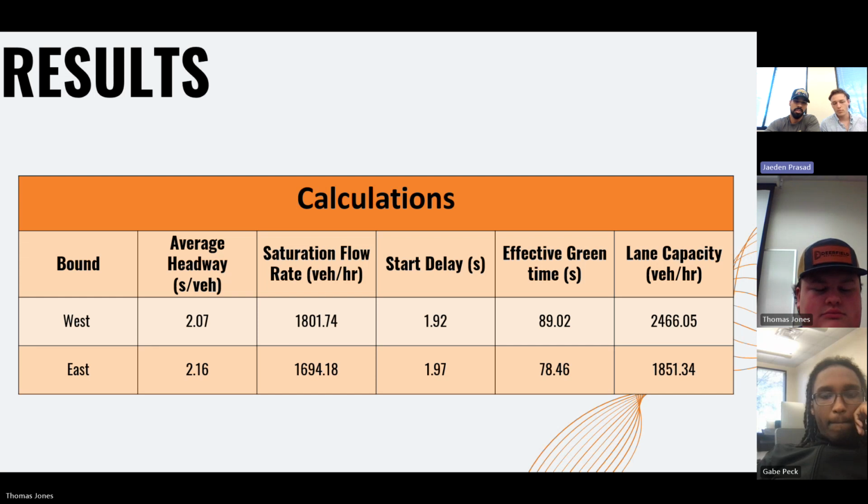And for the eastbound, the average headway was 2.16 seconds per vehicle. The saturation flow rate was 1694 vehicles per hour. The start delay was 1.97 seconds, the effective green time was 78.46 seconds, and the lane capacity was 1851 vehicles per hour.